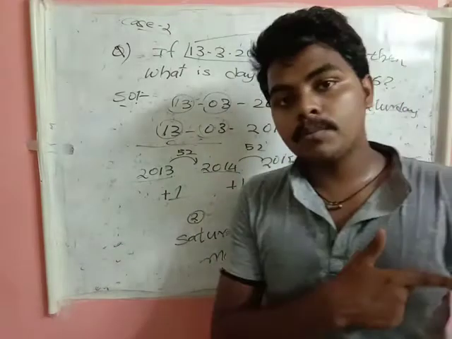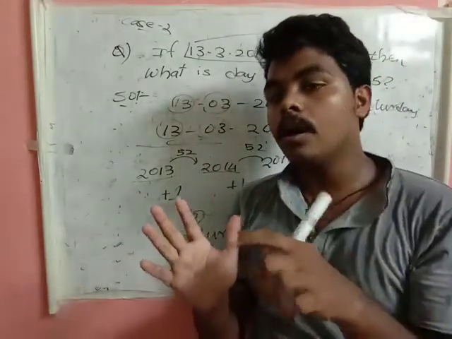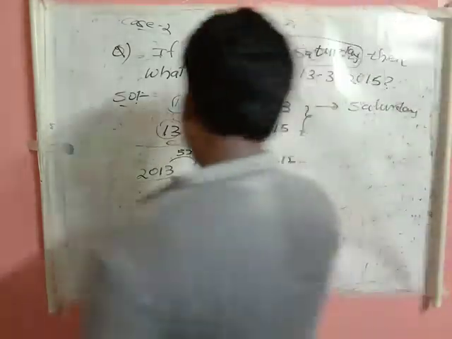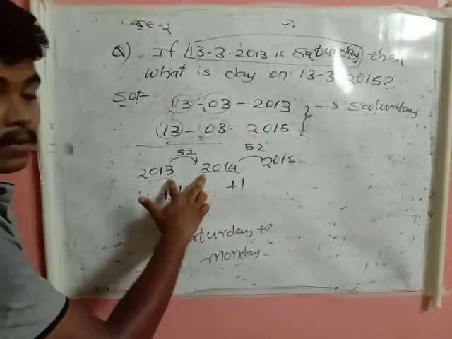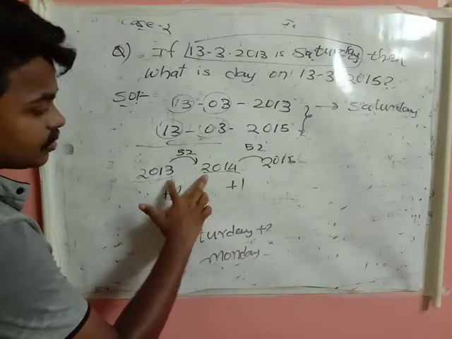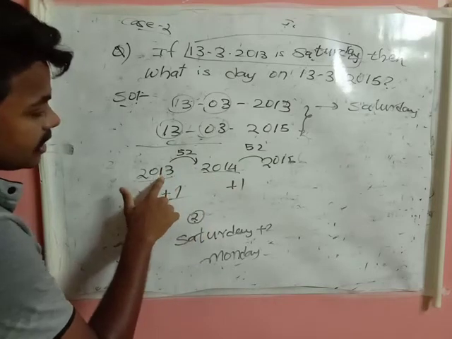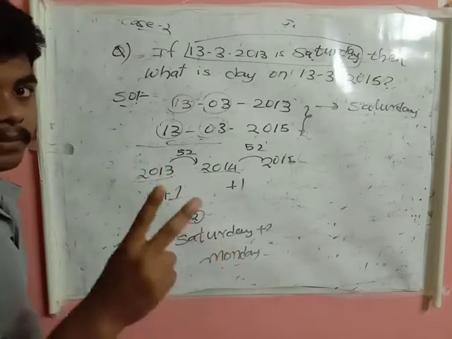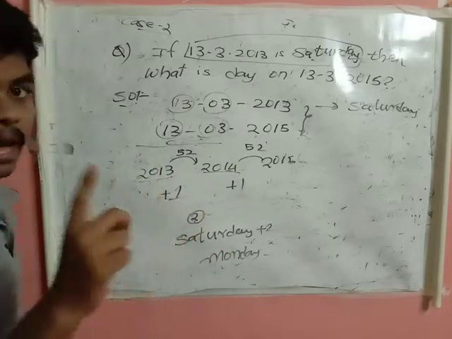That is the actual procedure we should follow. But in order to reduce our time, I am telling this. Then you just be able to see whether these 2 years are leap years or not. If 2013 is a leap year, we'll be getting 52 weeks plus 2 odd days, right? In a leap year, we'll be having 2 odd days. In an ordinary year, we'll be having only 1 odd day.